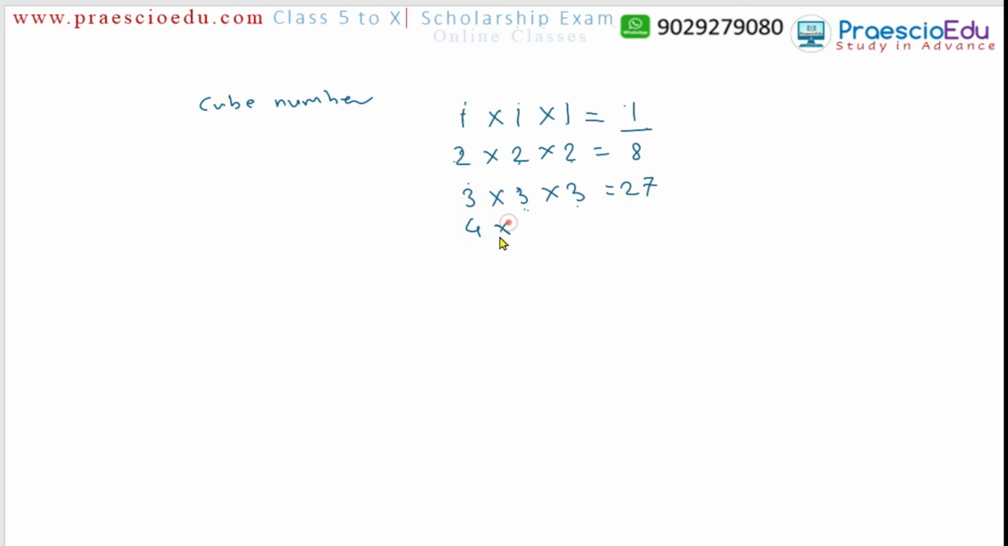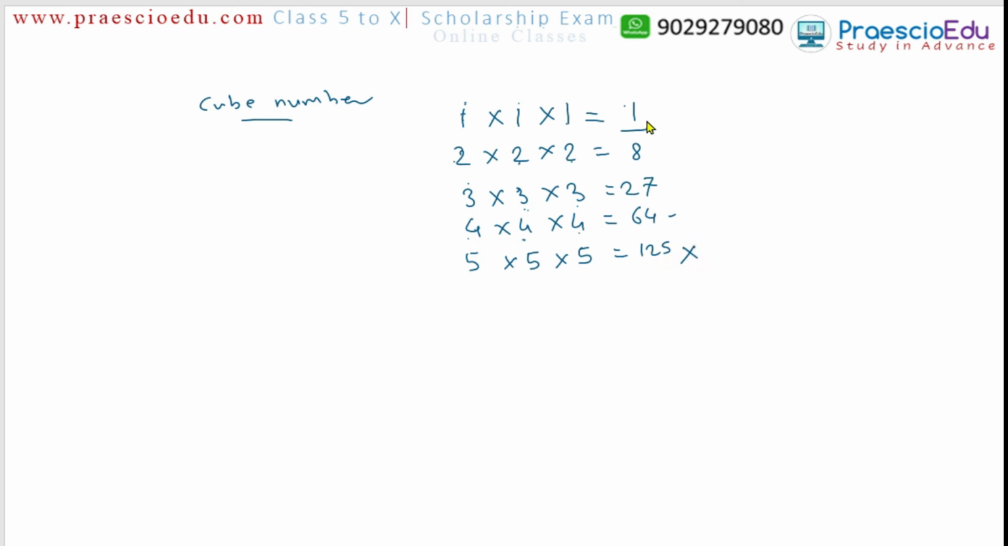Now 4 multiplied by 4 multiplied by 4 is equal to 4 multiplied by 4 is 16, 16 multiplied by 4 is 64. So 64 is the cube number of 4. So here I hope you understand the cube number, and we are calculating the cube numbers also. Same for 5, 5 multiplied by 5 is 25, multiplied by 5 is 125. But our limit is only up to 100, so this should not be considered.